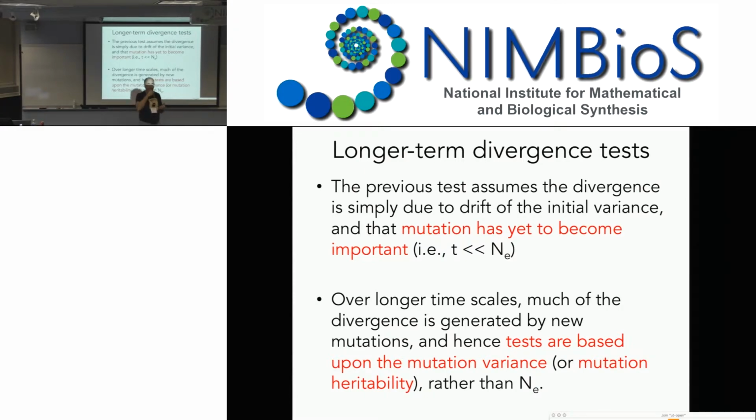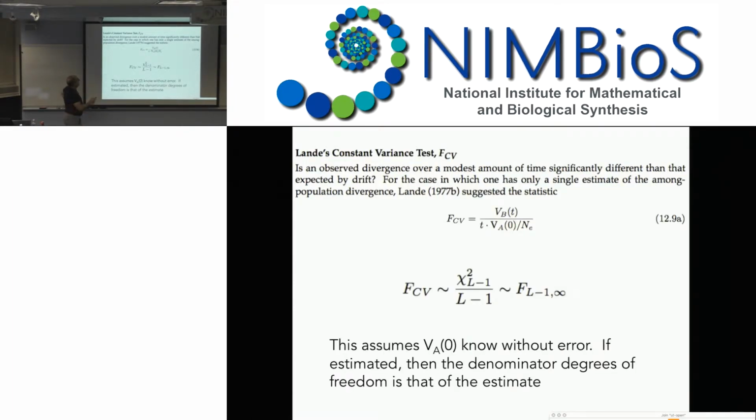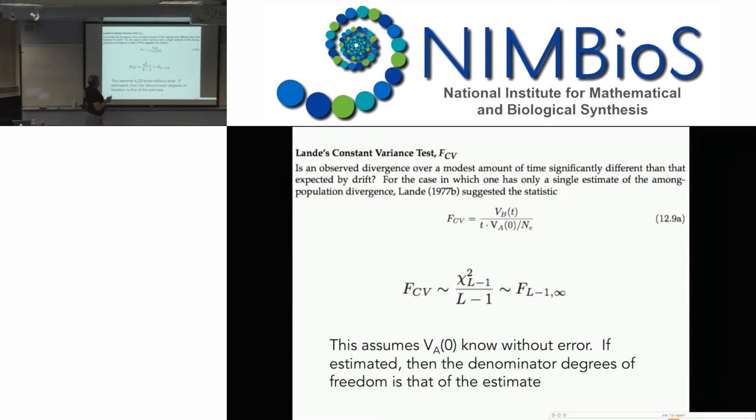And so what we're now doing is talking about how we can formally do tests of selection when we're looking at phenotypes of single traits, for example, a trait measured at different points in time, or a trait measured along a sequence. We already talked about one way to measure divergence, which is to look at the between line variation. Then we talked about Landy's test, where you take your observed between line variation and divide that by your estimate of the additive variation times the time times the effective population size, and that gives you an F statistic. We gave a simple example of that. So this test is called Landy's constant variance test.